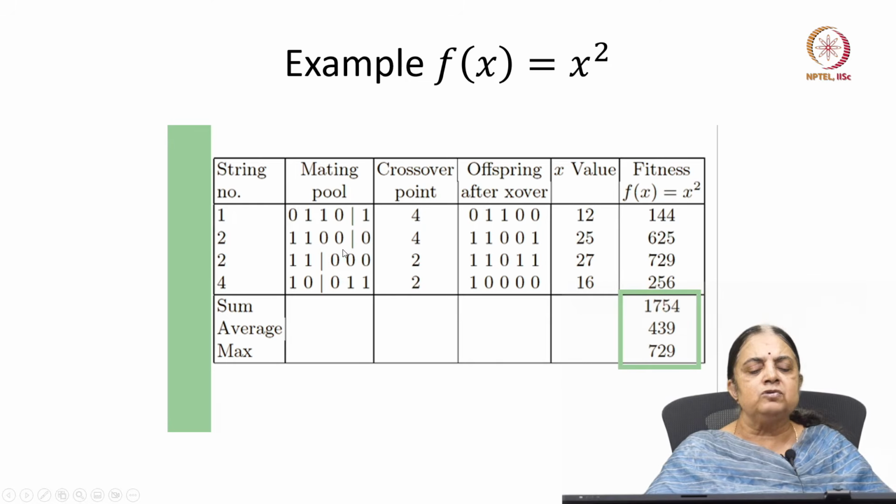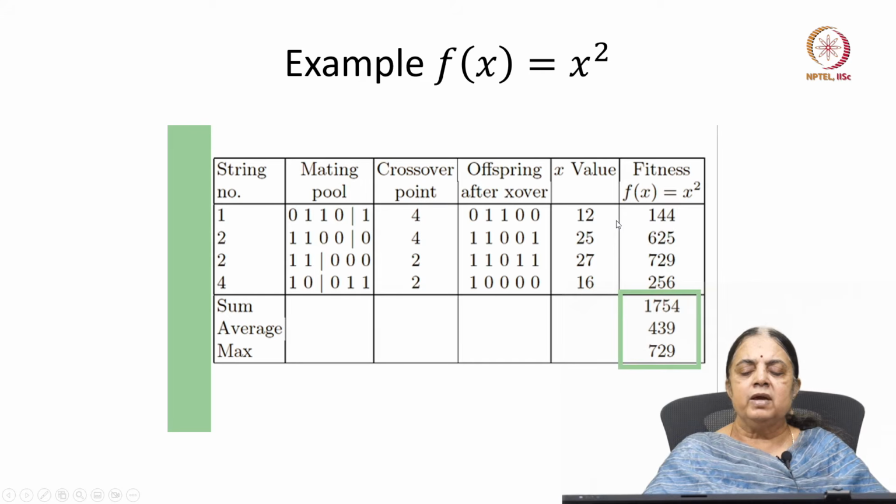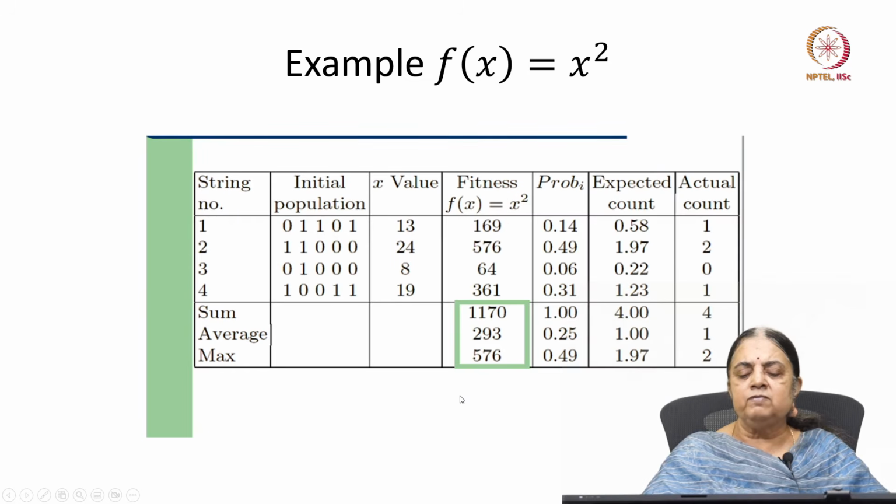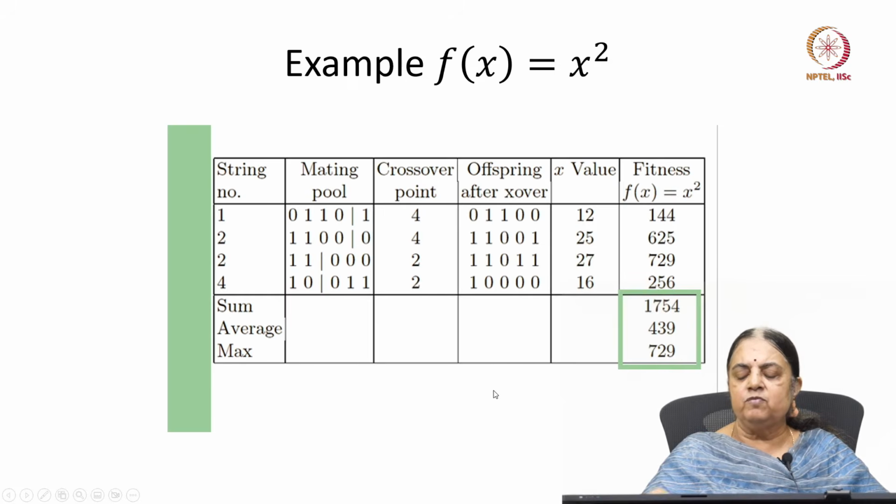So let's say we have chosen these as the crossover points. You are going to get these strings. These two are interchanged basically, and here these three are interchanged with these three. If we look at the x value here, this is 12, this one is 25, etc. If we take the fitness and get the total fitness, the average fitness, and the maximum fitness, and look at the previous values, you find that there is an improvement.